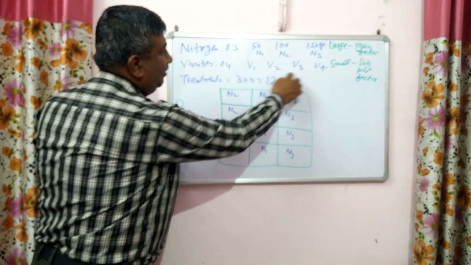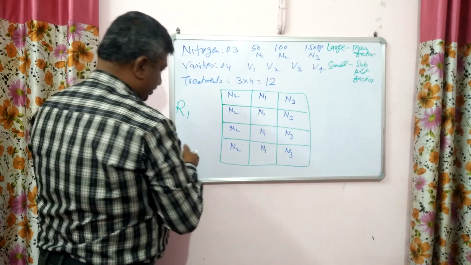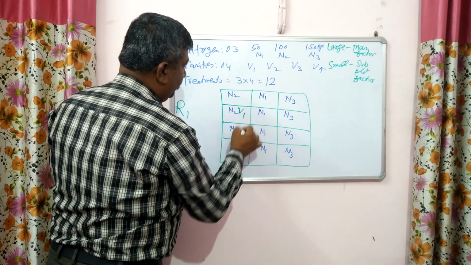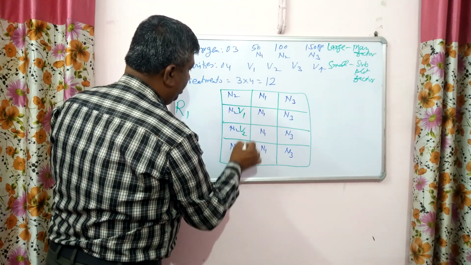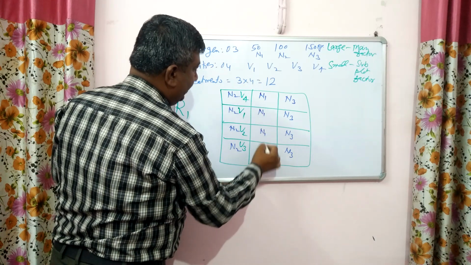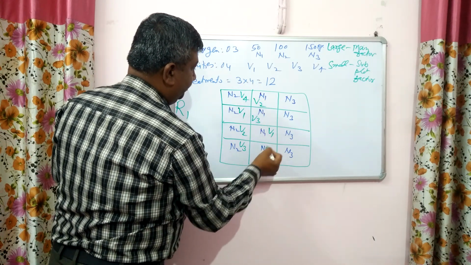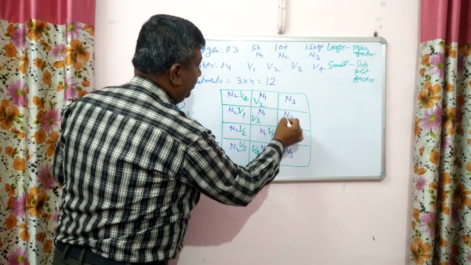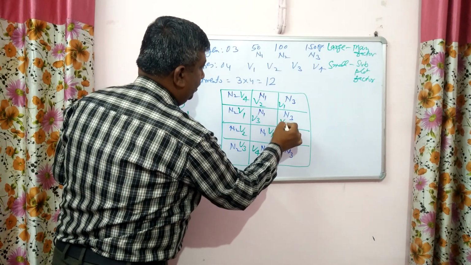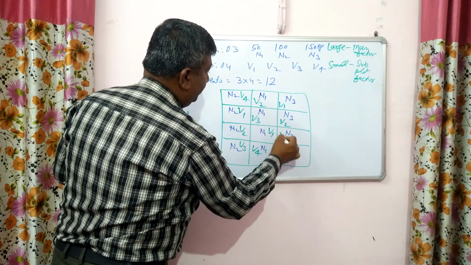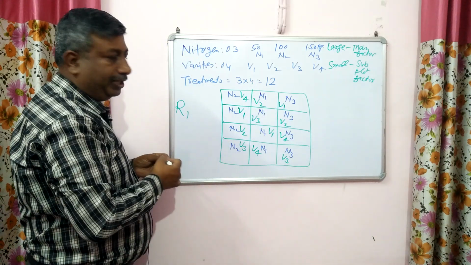Now randomly assign B1, B2, B3, B4 in this plot. इसको randomly assign करते हैं. Suppose B1, B2, B3 and B4. Similarly here B1, B2, B3 and B4. Similarly B1, B2, B3 and B4. So this is replication 1.